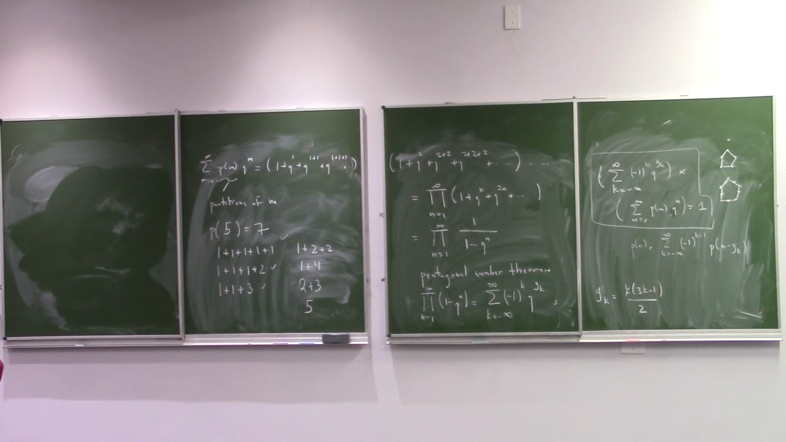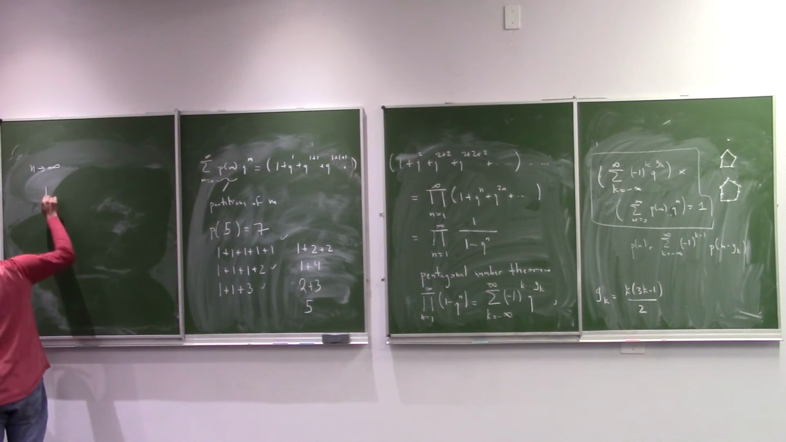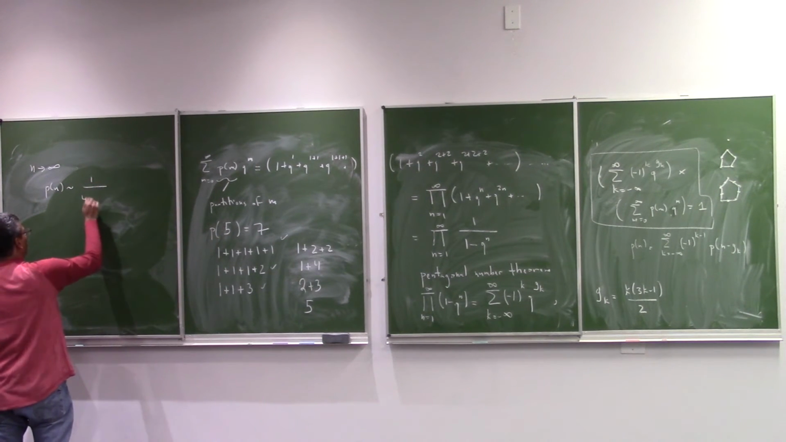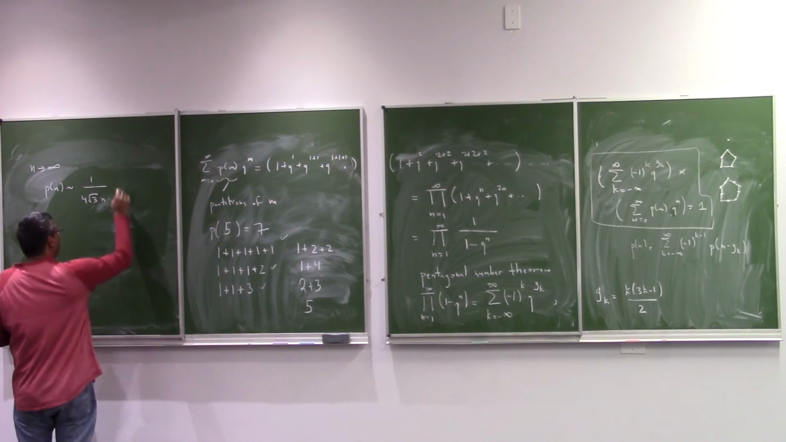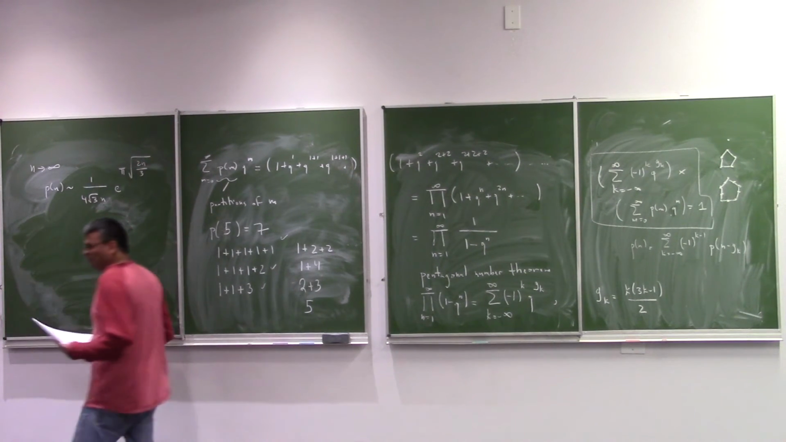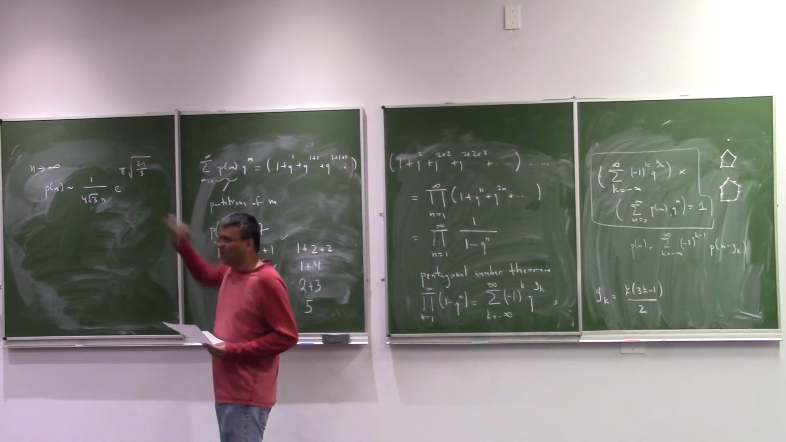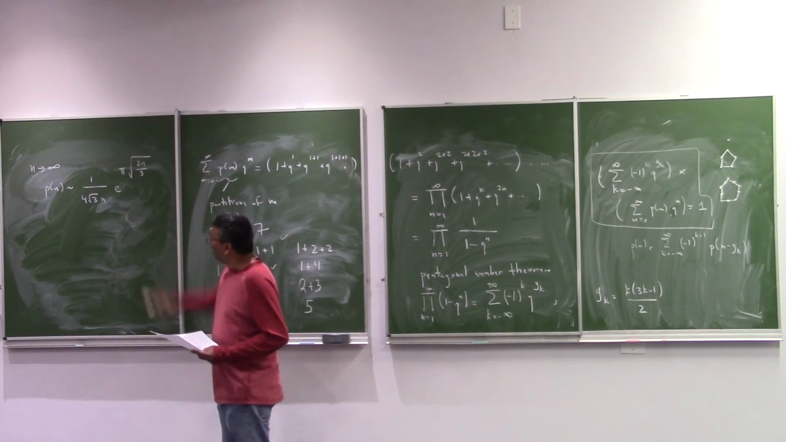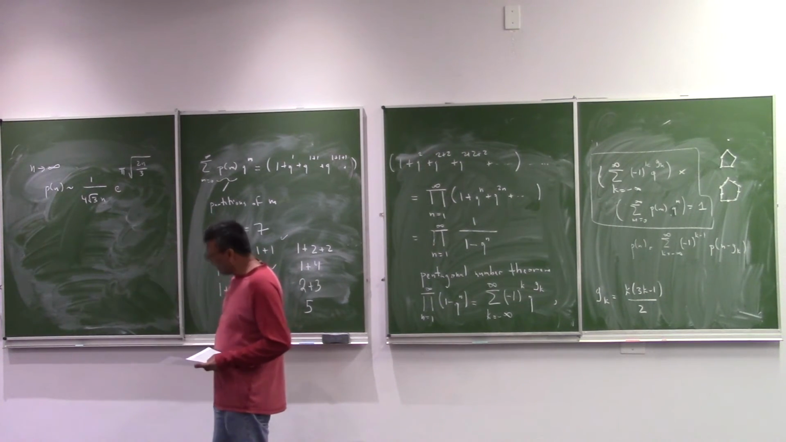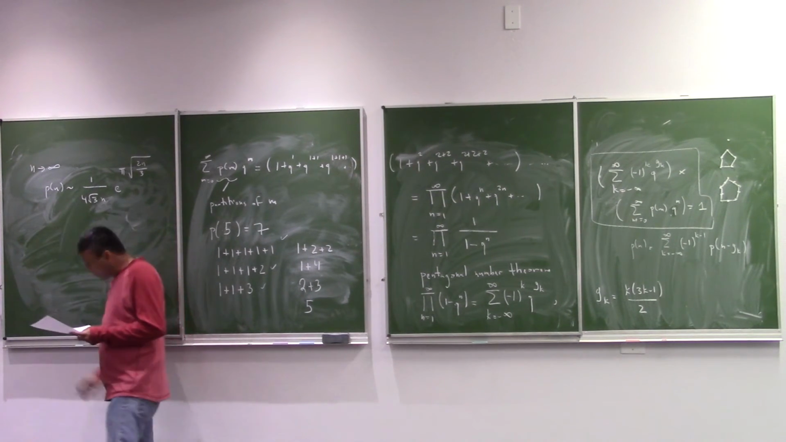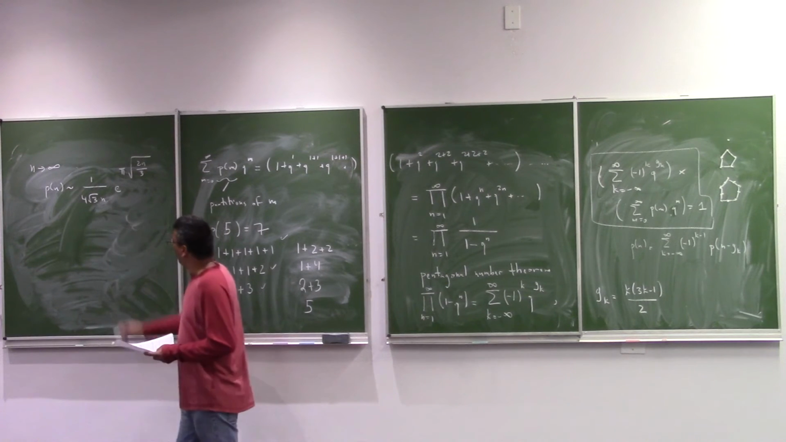And they derived the expression that at large n, p of n goes like 1 over 4 root 3 n e to the pi square root 2n over 3. This is the asymptotic behavior of the number of partitions of an integer n. Rademacher in the 1940s found a convergent closed expression for p of n, but it's sufficient for us to just look at the Hardy-Ramanujan expression.